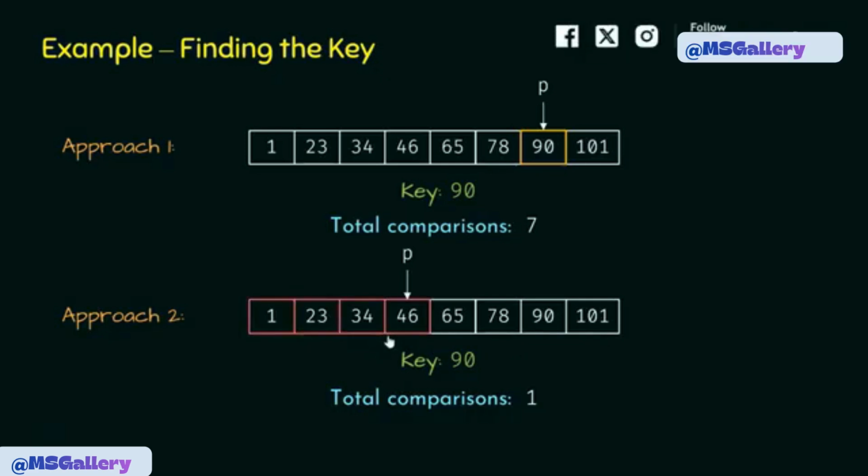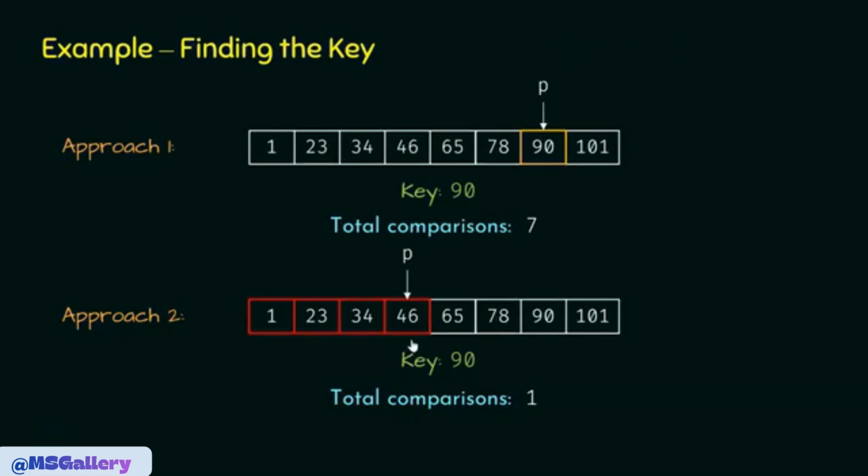This means this half of the list can be eliminated. We can remove this half because there is no possibility that 90 can appear in this part of the list. Hence, we can remove this part from the list. We will be left with the remaining half. With just one comparison, we have removed half of the list. We are left with just 4 items. Previously, we had 8 items.